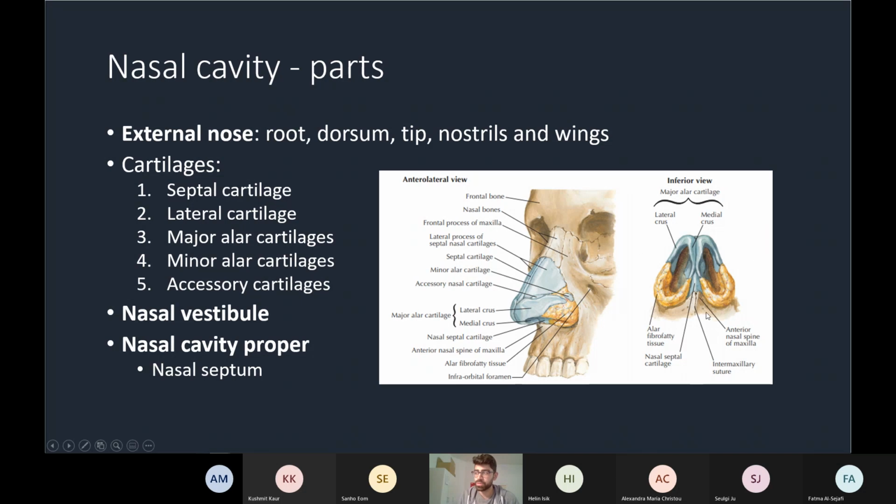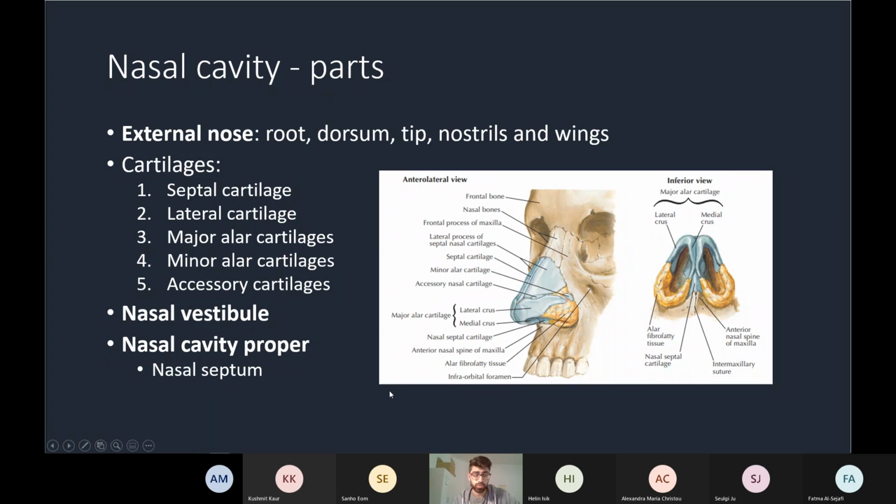This is a view from caudally, looking upwards, looking rostrally. And it's important to know that the external nose is made up of the bony part, which is the nasal bone from either side, so a paired bone, the cartilaginous portions, which are these cartilages we've just mentioned, some fatty tissue, and then obviously overlying skin and subcutaneous tissue, subcutaneous fat.